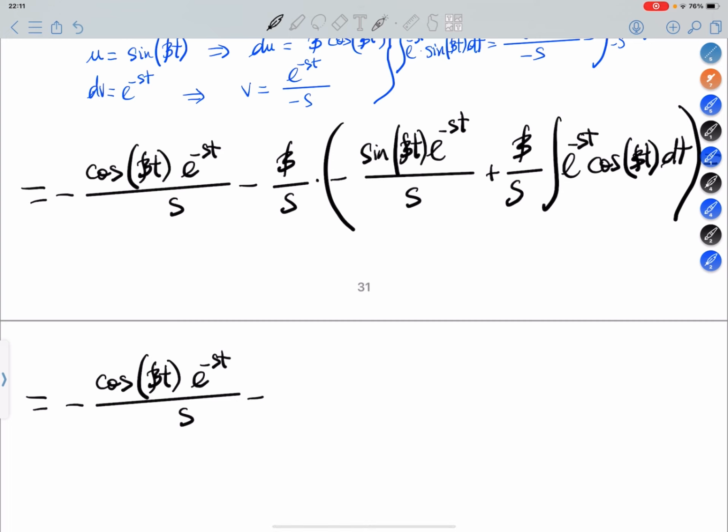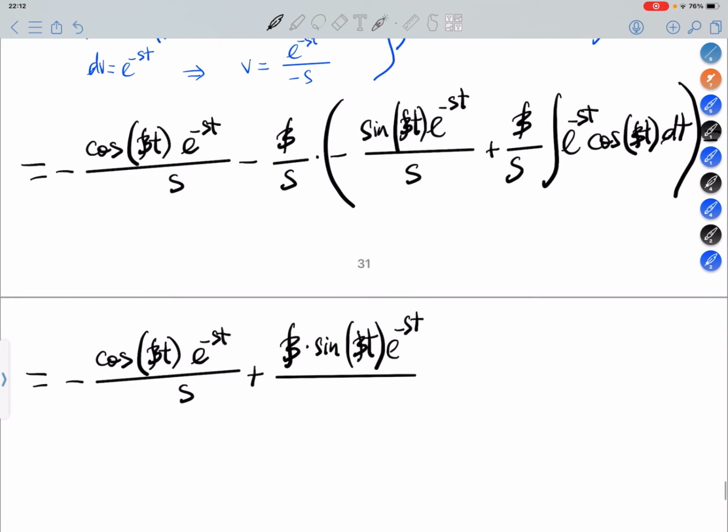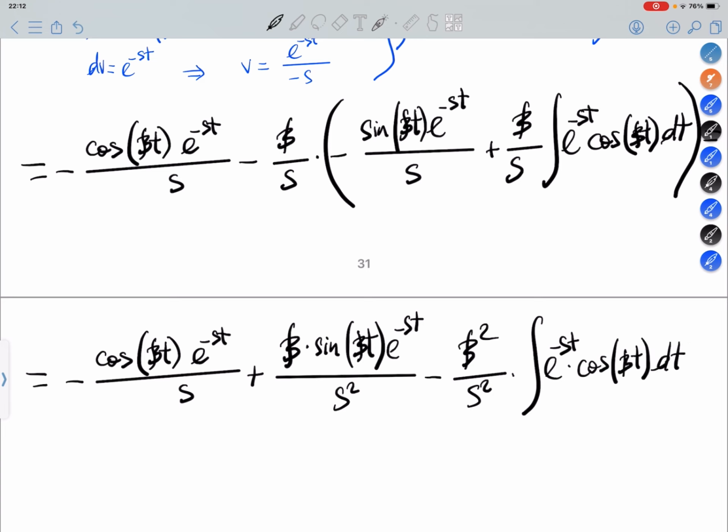Now the second part would be minus. If we multiply this, we're going to have minus times minus would be plus, and then on the numerator we have beta times sine of beta t e to the power minus st. On the denominator we have s squared, and then if we multiply this one by this one here, that would give me minus beta square over s square times the integral of e to the power minus st times cosine of beta t dt.